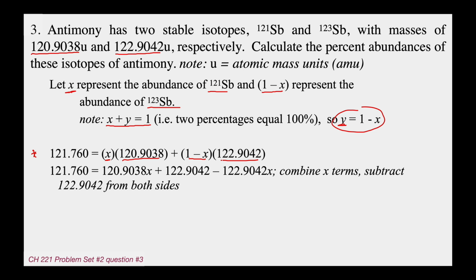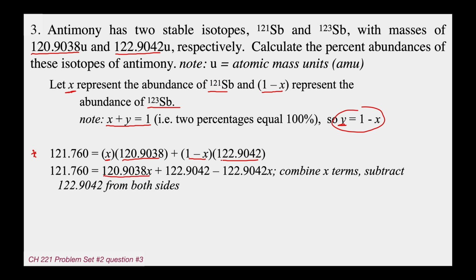If we used y there, we'd have an x and a y, two unknowns in one equation. Those kind of equations are pretty difficult to do. So in this case, if you substitute 1 minus x for y, then you have one equation and one unknown, x. So that's how this is set up. Now, the math here isn't too bad. We'll multiply x by 120.9038 to get this term.